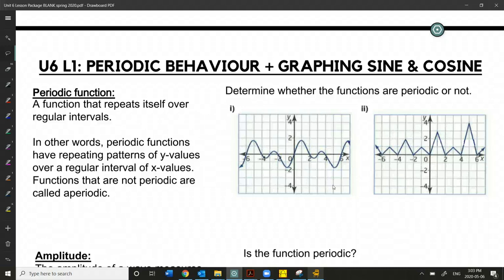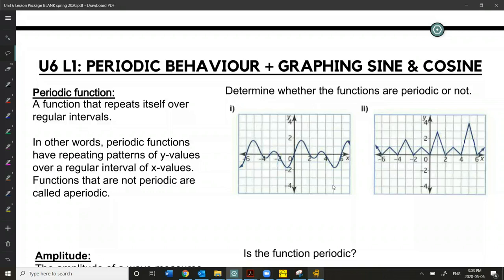Hey everyone, today we're going to take a look at periodic behavior, and then we're going to dive into how we can take the information that we learned from our previous unit in trig geometry and graph sine and cosine as actual periodic functions. So let's get into it.